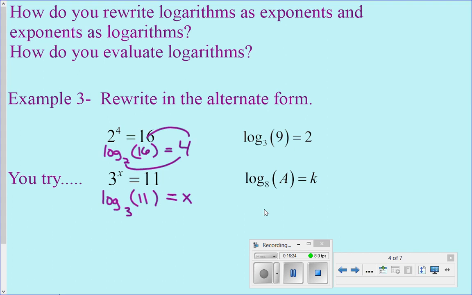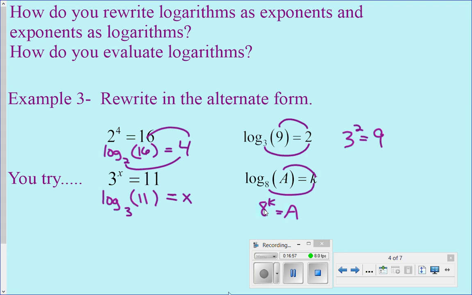Now that little circle trick works if they're in log form and we want to write them in exponential form. So again, I'll start with the base and copy the base 3, and then I go over to the other side of the equal sign for the power, so that's a 2, come back over, and that's what it equals. 3 squared equals 9 is the exponential form of log base 3 of 9 equals 2. And lastly, this one, so 8 to the k is equal to a. Hopefully that's pretty easy for you to do.